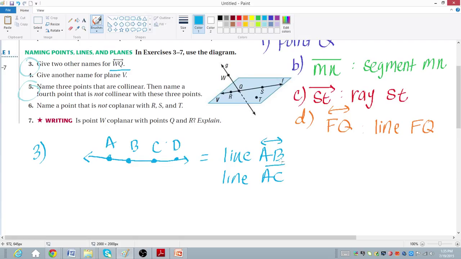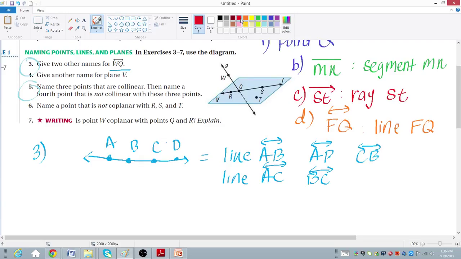So this same line, you could name it line AD, or you could name it line BC. Or you could even call it line CB. It doesn't really matter as long as you have 2 points. It determines the name of the line. That's number 3. Now number 5.